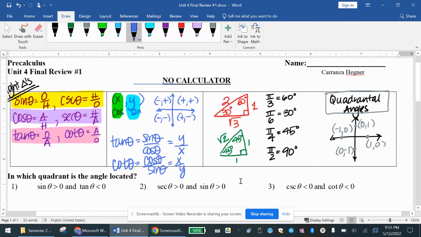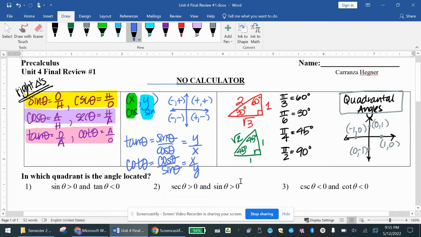Okay, instead of memorizing the whole unit circle, I had you guys focus on two triangles. The first one is a 30, 60, 90. Notice that across from the 30 degrees is a 1, across from 60 is root 3, and across from the 90 is a 2. In a 45, 45, 90, the side lengths are 1, 1, and the hypotenuse is root 2.